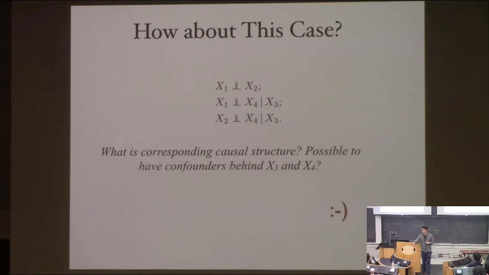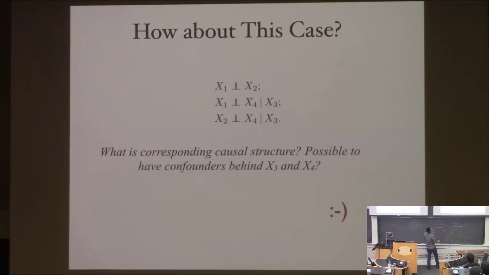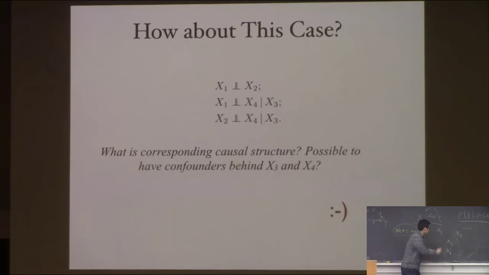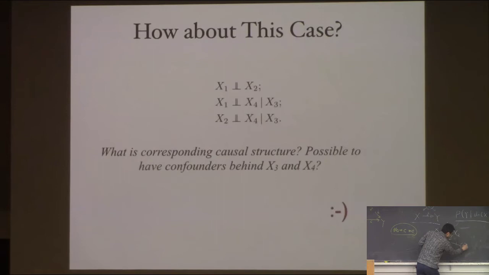So essentially, let me just write down. We have X1, X2, X3, X4, right? They are not adjacent, they are not adjacent, they are not adjacent. So we have this. If you apply PC, you have this, right? And with PC, you know, oh, this is what we just got. Now, try to answer the following question. Do you think it's possible at all to have a confounder behind X3 and X4? Do you think it's possible?